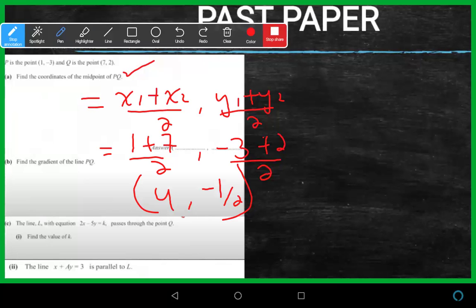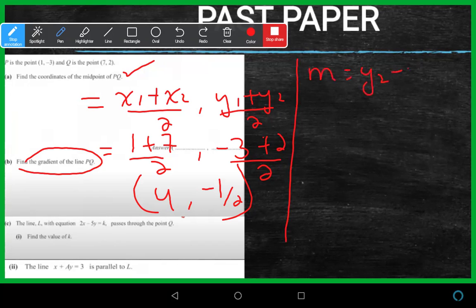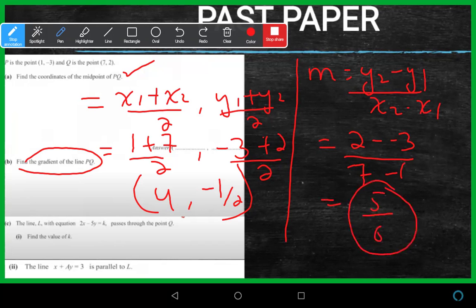Okay, everything clear. Now the second part is gradient. Again, we have to find the gradient. And we have 2 points, so we'll use y2 minus y1 upon x2 minus x1. Y2 will be 2 and y1 will be minus 3, and x2 is 7, x1 is 1. This will become 5 upon 6. So this will be the gradient of the 2 points. Now, next question. It's very important.